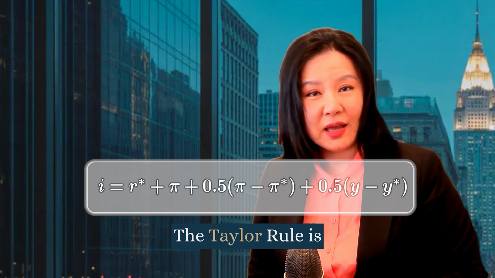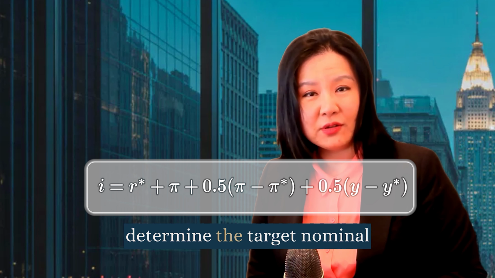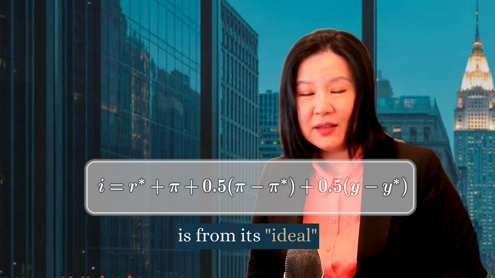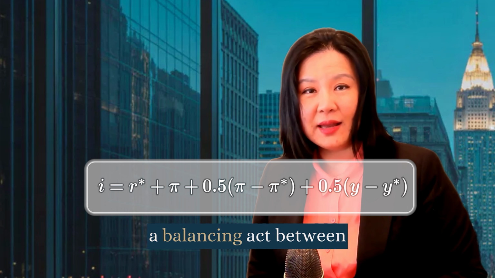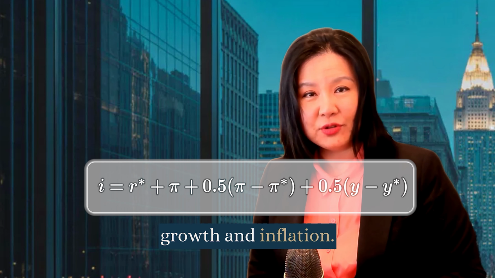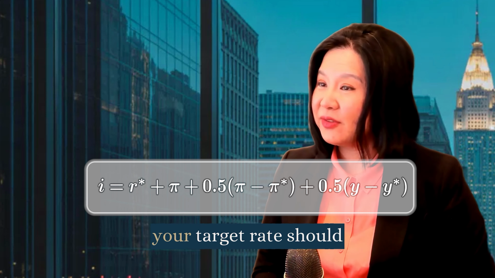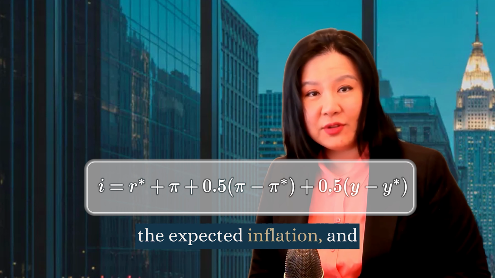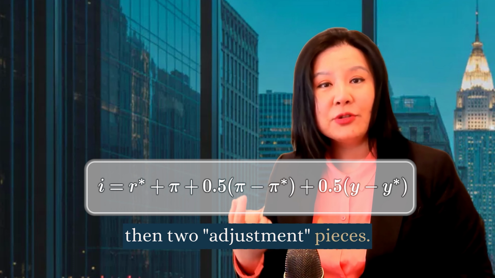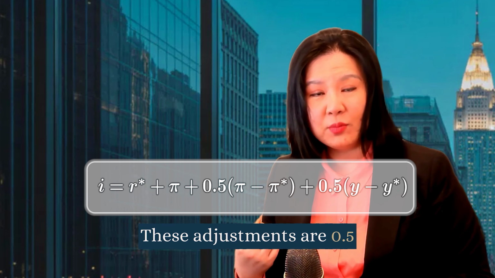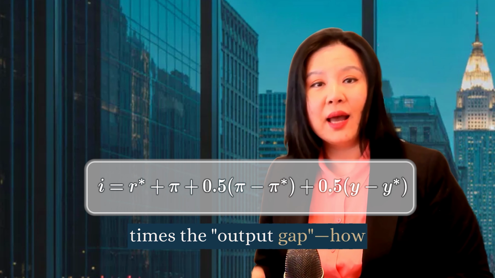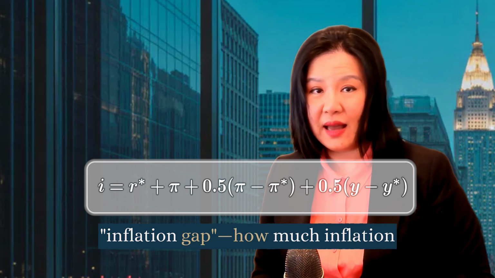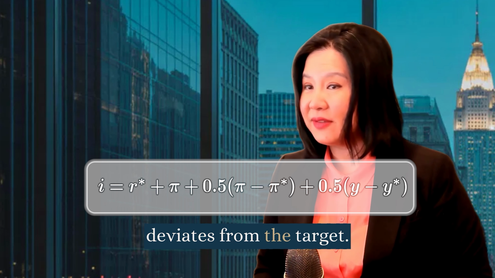Exactly, James. The Taylor Rule is a framework used to determine the target nominal policy rate based on how far the economy is from its ideal state. Think of it as a balancing act between growth and inflation. The formula essentially says your target rate should be the sum of the neutral real rate, the expected inflation, and then two adjustment pieces. These adjustments are 0.5 times the output gap, how much growth deviates from trend, and 0.5 times the inflation gap, how much inflation deviates from the target.